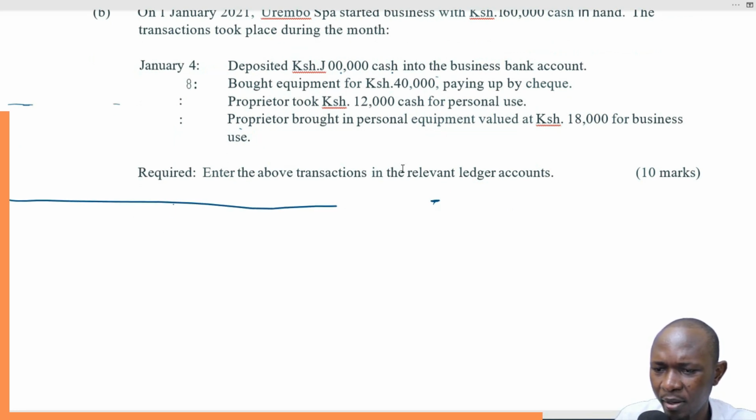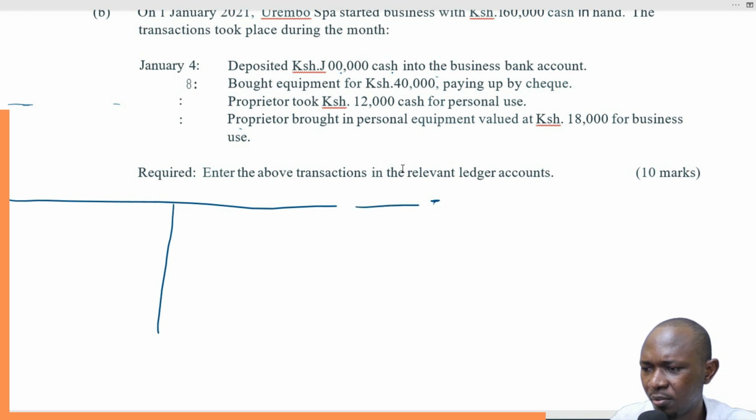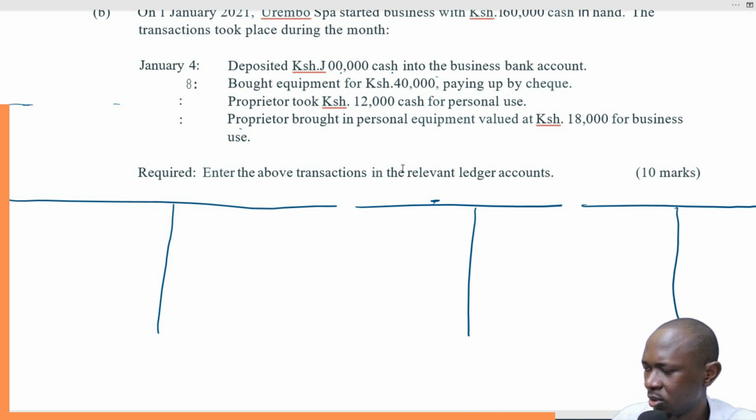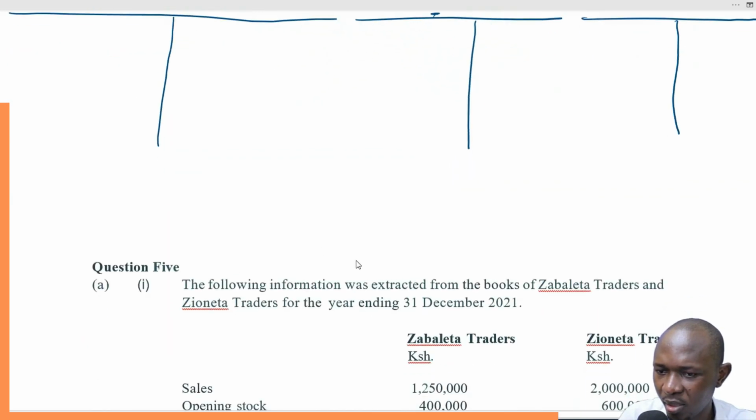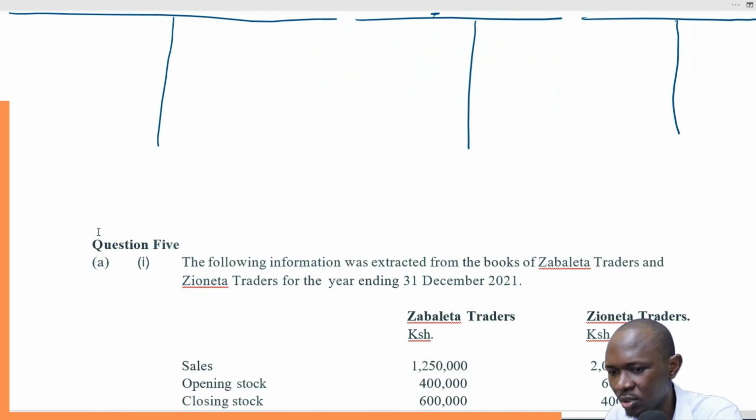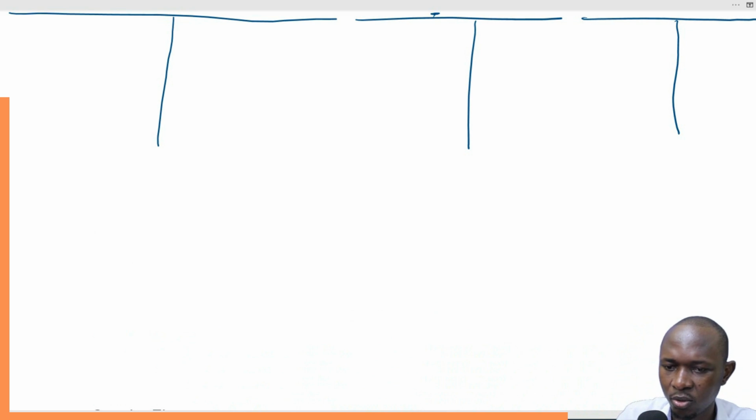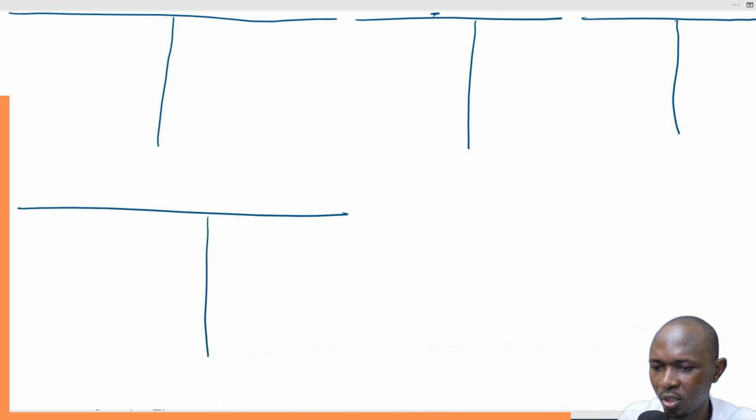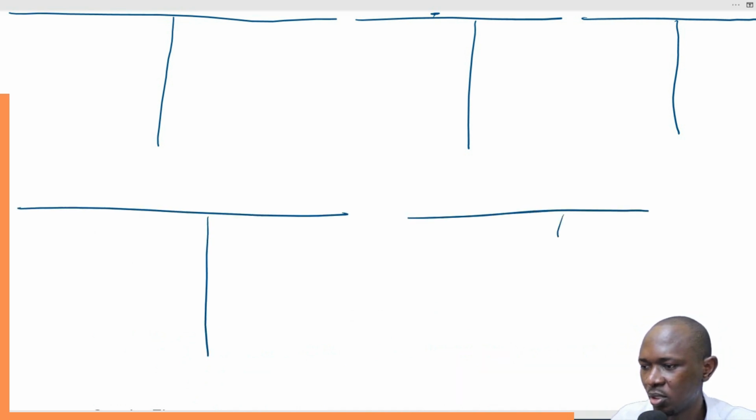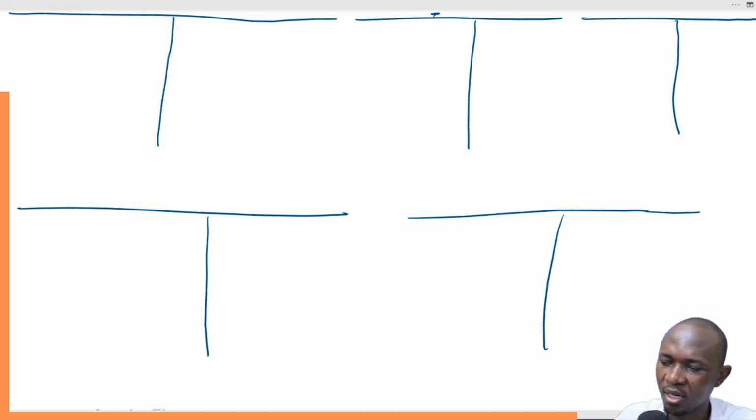So we can have our T accounts, like that. Let's have quite a number of these T accounts. So those are T accounts.